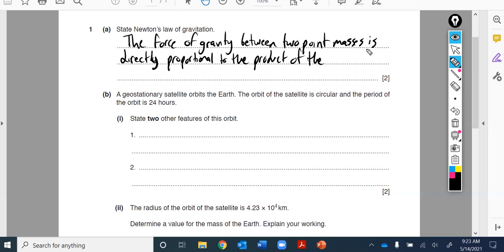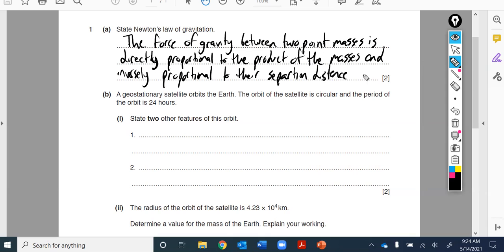The force of gravity between two point masses is directly proportional to the product of the masses and inversely proportional to their separation distance squared. So that is to say, the force of gravity is directly proportional to the product of the two masses, and inversely proportional to how far apart they are squared.